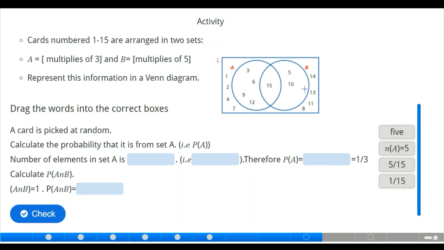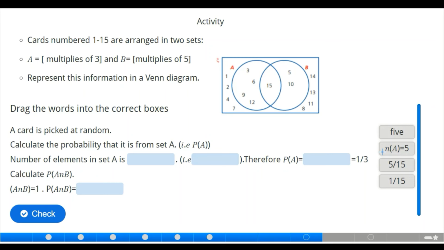Now, what is the number of favorable outcomes? How many numbers are in set A? Let's count: we have 1, 2, 3, 4, and 5. So the probability of getting set A is 5 over 15. 5 goes into 15 three times. So our final answer is going to be 1 over 3.